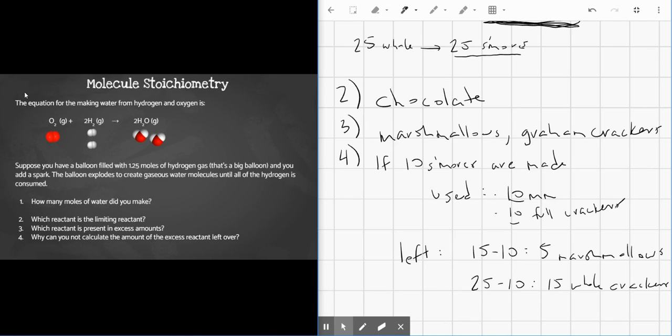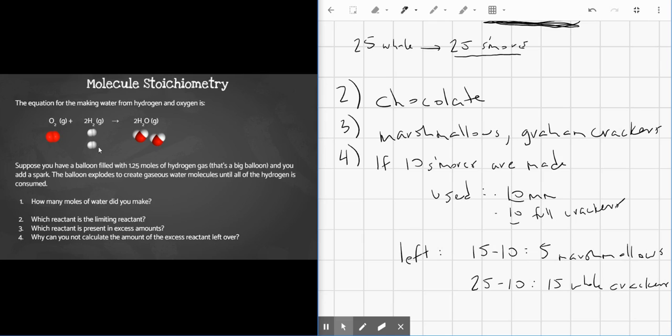Okay, so we have the equation for making water from hydrogen and oxygen, and we have our little molecules to kind of give you a visual of what's going on. So the oxygen bond has been broken. We have 2 oxygens that are now separate, and the hydrogen bonds have been broken, and we've attached the hydrogens onto each water. So we have 2 hydrogens on this oxygen, 2 hydrogens on this oxygen. So we've broken 1, 2, 3 bonds, and we made 1, 2, 3, 4 bonds over here.